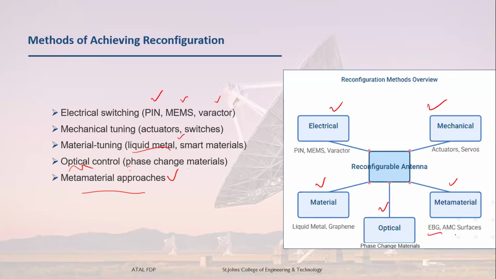By putting some patterns on the substrate, it is possible to get metamaterials. Anyhow, that is a different topic of discussion. But our focus is mainly on how we change these parameters, frequency, polarization, and pattern, through electrical means, through mechanical means, through material means, through optical or light, or through metamaterial. That is the point of discussion in this session.